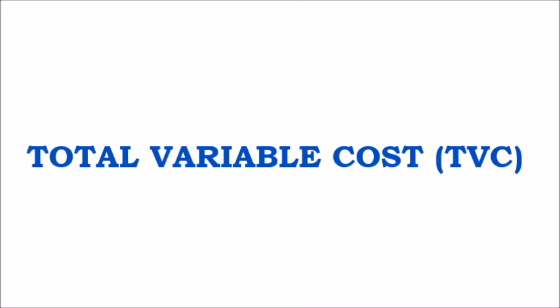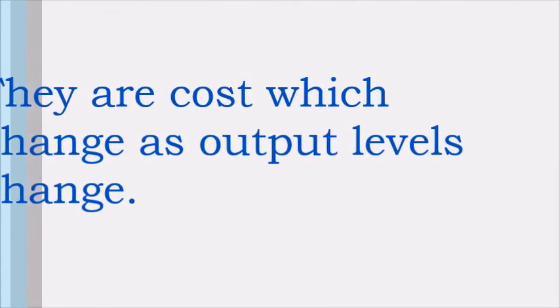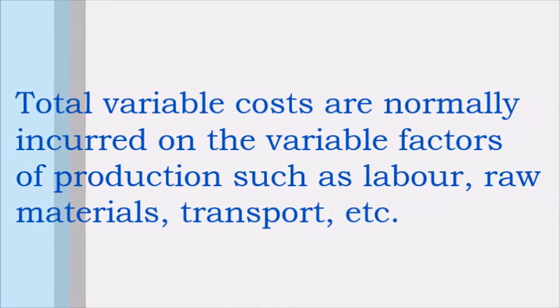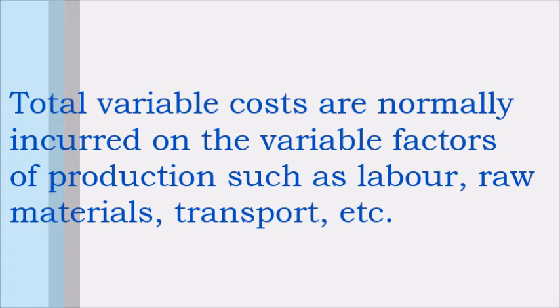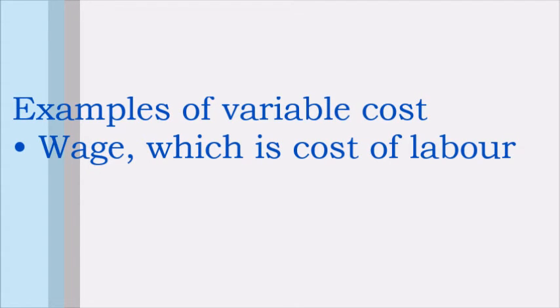Now let's come to total variable cost. They are costs which change as output levels change. Total variable costs are incurred on the variable factors of production, such as labor, raw materials, transport, etc. A typical example is wage, which is the cost of labor. In the short run, as more workers are employed, the firm's wage bill also increases.